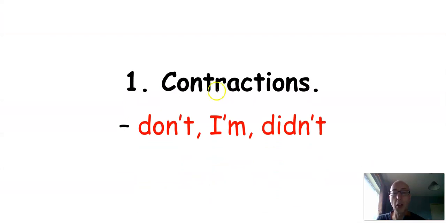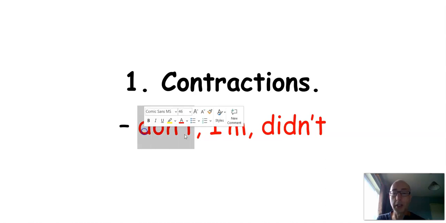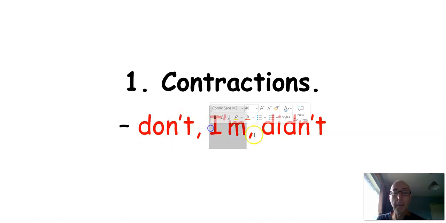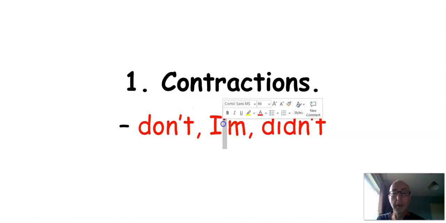So contractions are when we make a word shorter, or when really usually we have two words and we put them together and we take out one letter. When we take out the letter, we add an apostrophe. So, of course, don't is do not. I'm is I am. Didn't is did not. When we take out the O, we put in the apostrophe to show that something's missing. Same with the I'm. Same with the not here in didn't.